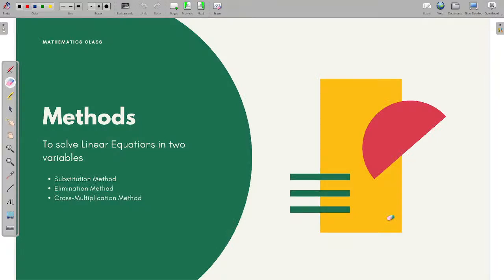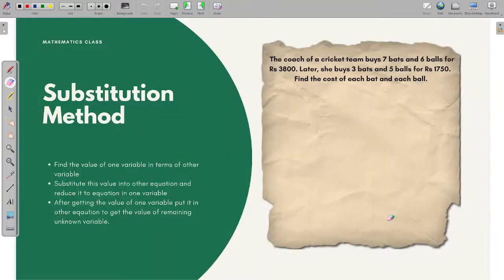So there are three methods to solve linear equations in 2 variables. The first is the substitution method, the second is the elimination method, and the third is the cross multiplication method. Let's start with the substitution method. What is the substitution method? See, the name itself suggests that we have to substitute the value of one variable in terms of the other variable. Let's take a small example.